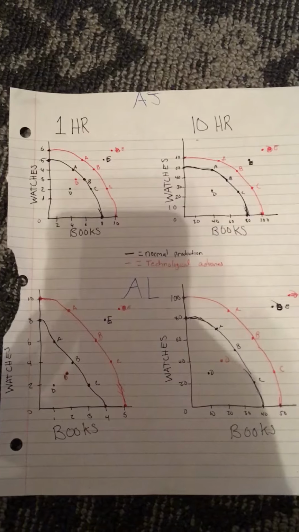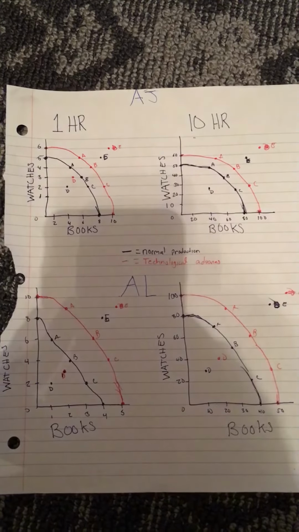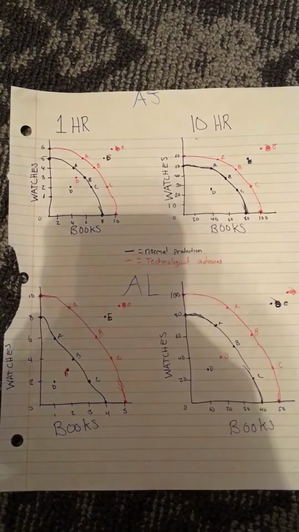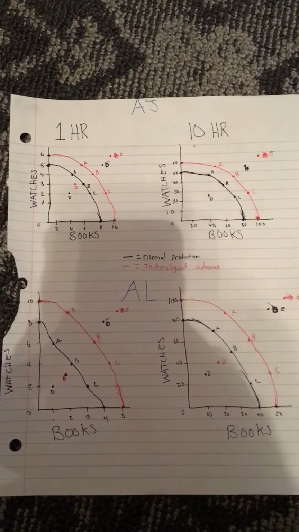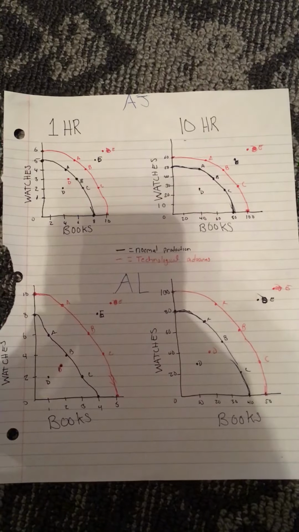But ideally, by the graph I made, AJ can just do both. He can produce 7 books and 2 watches in a 1 hour span. So AJ is just on top of things, and Al is not. But yeah, guys, there's my production possibility frontier.